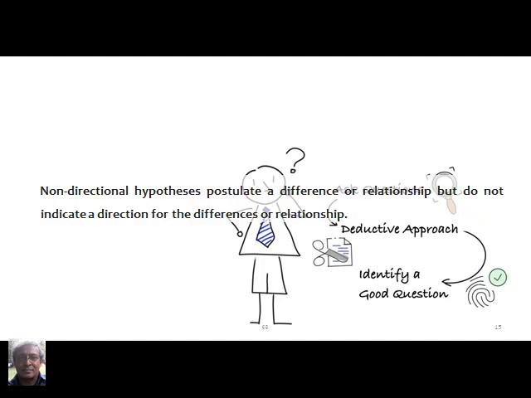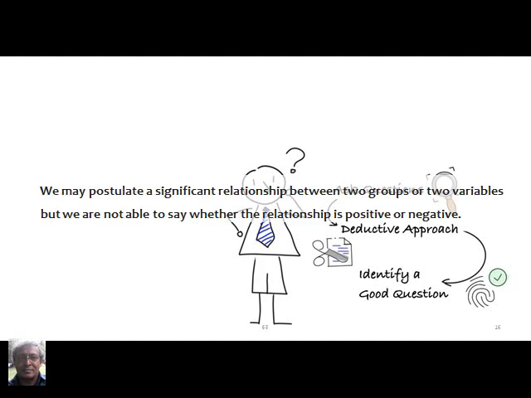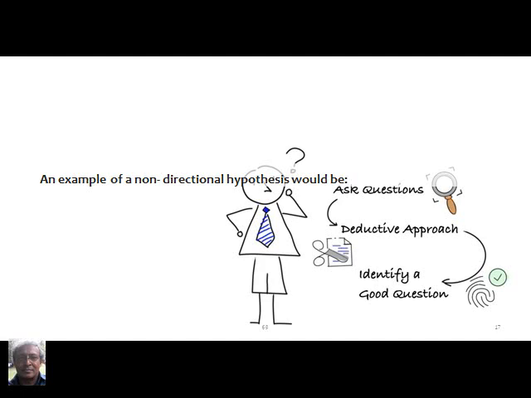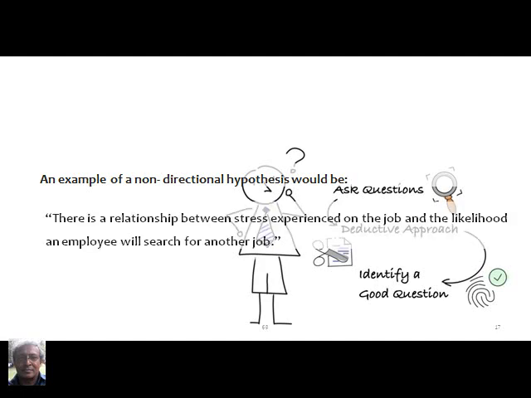Non-directional hypotheses postulate a difference or relationship but do not indicate a direction for the differences or relationship. We may postulate a significant relationship between two groups or two variables, but we are not able to say whether the relationship is positive or negative. An example of a non-directional hypothesis would be: there is a relationship between stress experienced on the job and the likelihood an employee will search for another job.